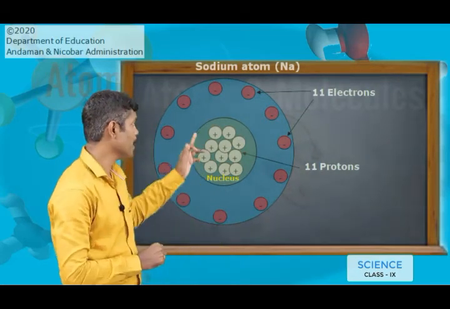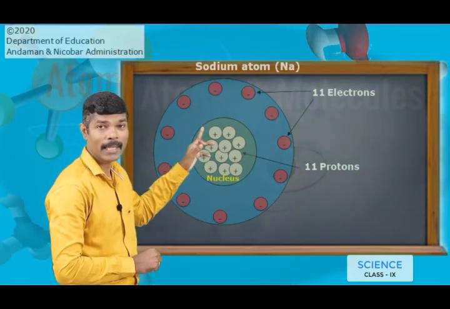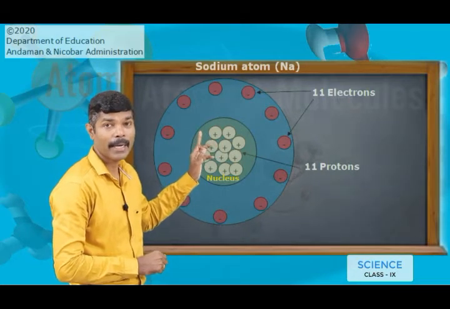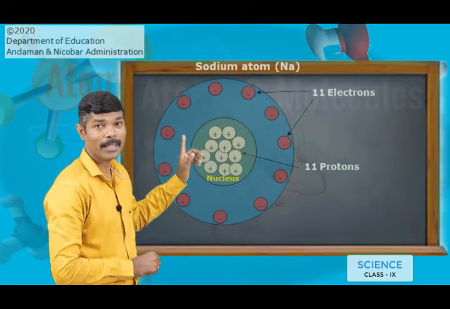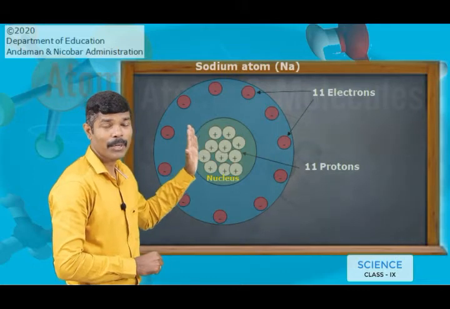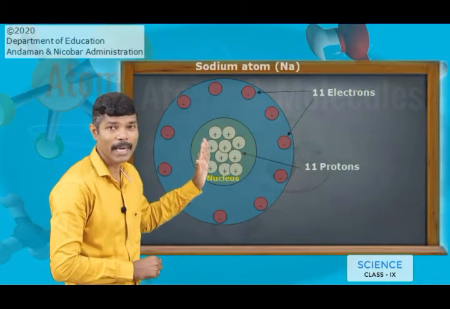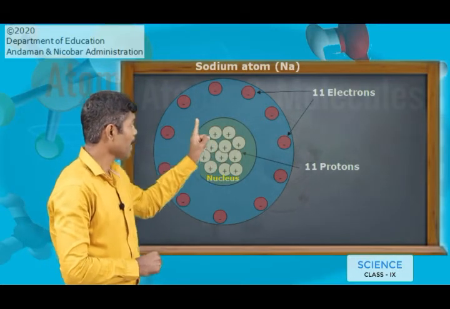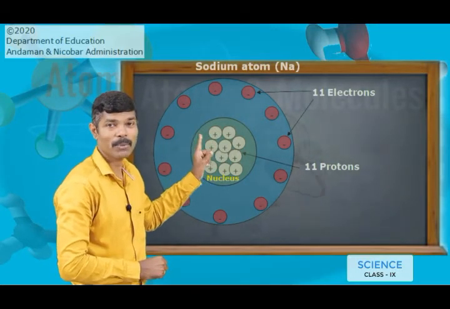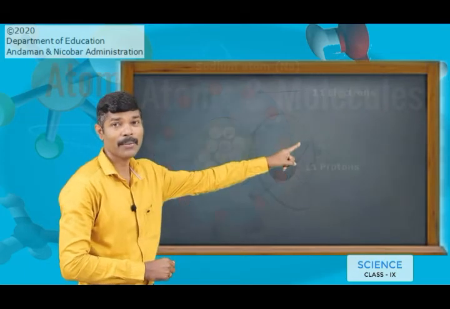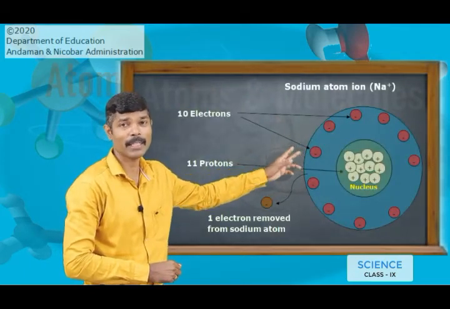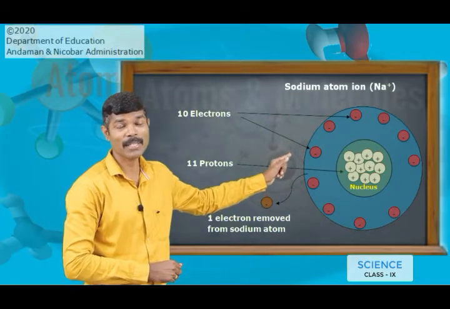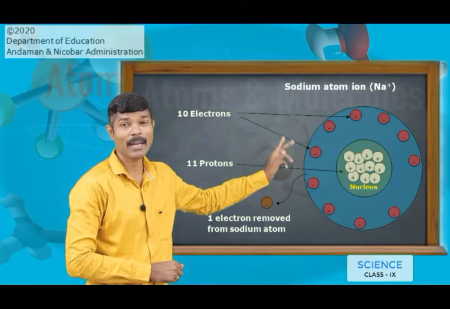Now in this case you see here, sodium is the atom which has 11 positive charges, or we can say 11 protons, and 11 electrons outside the nucleus. Suppose the sodium atom happens to lose one electron, what will be the net charge? About that we will see. After removing one electron from the sodium atom, on the right side you can see that the total number of electrons in the sodium atom will become only 10, whereas the positive charge which resides inside the nucleus is not changing.